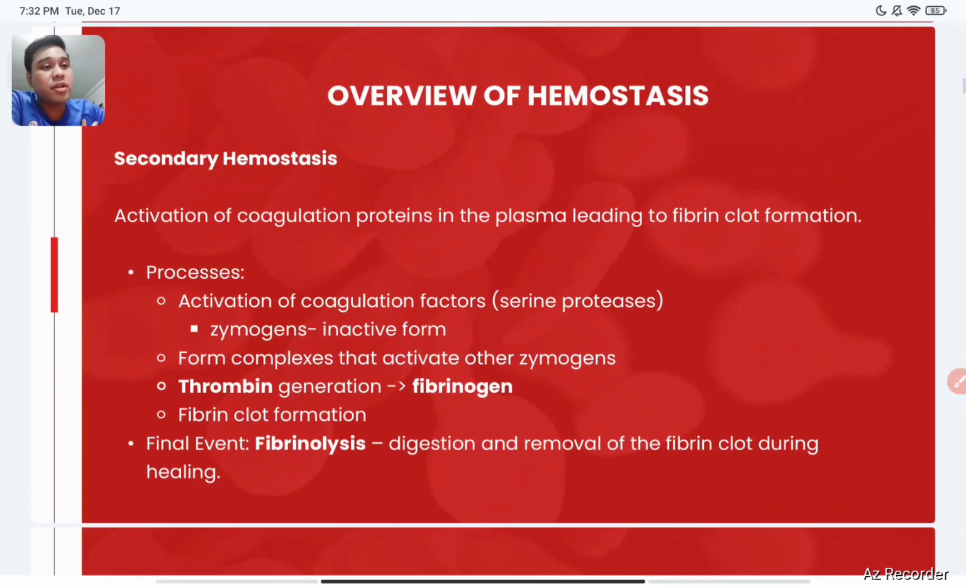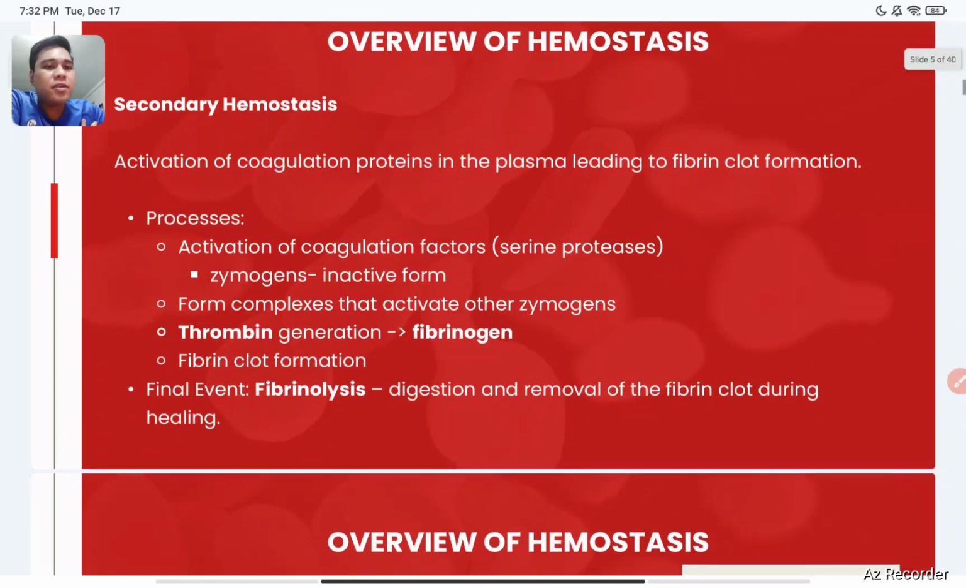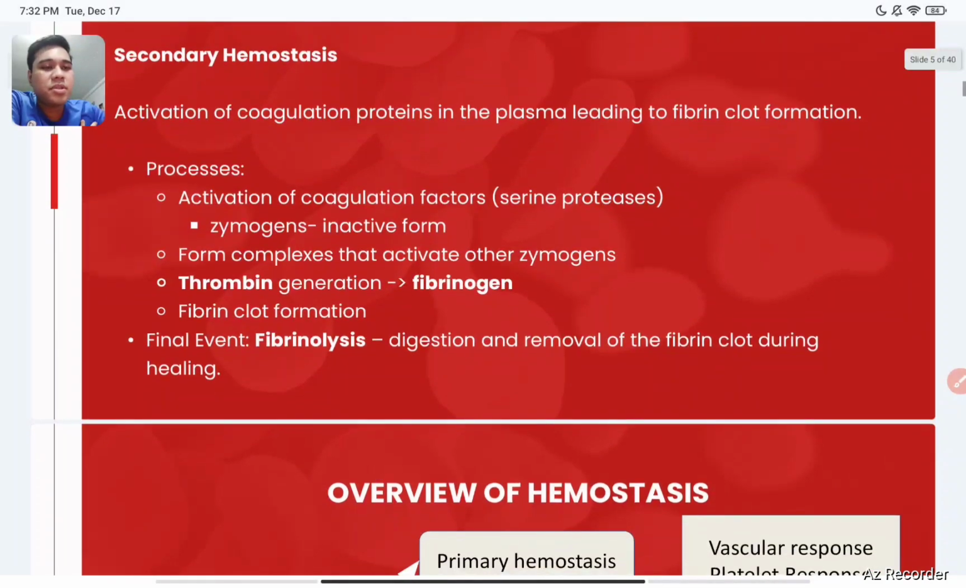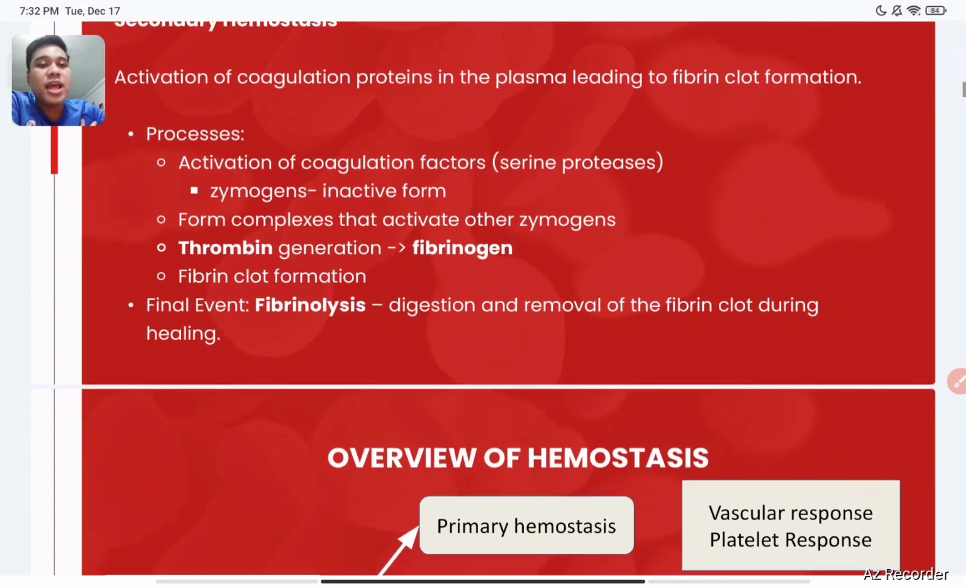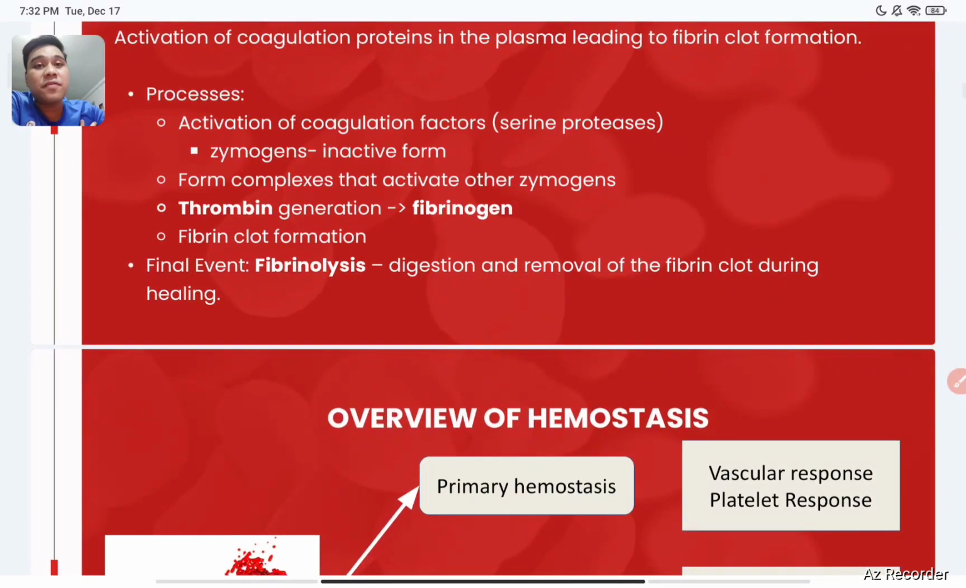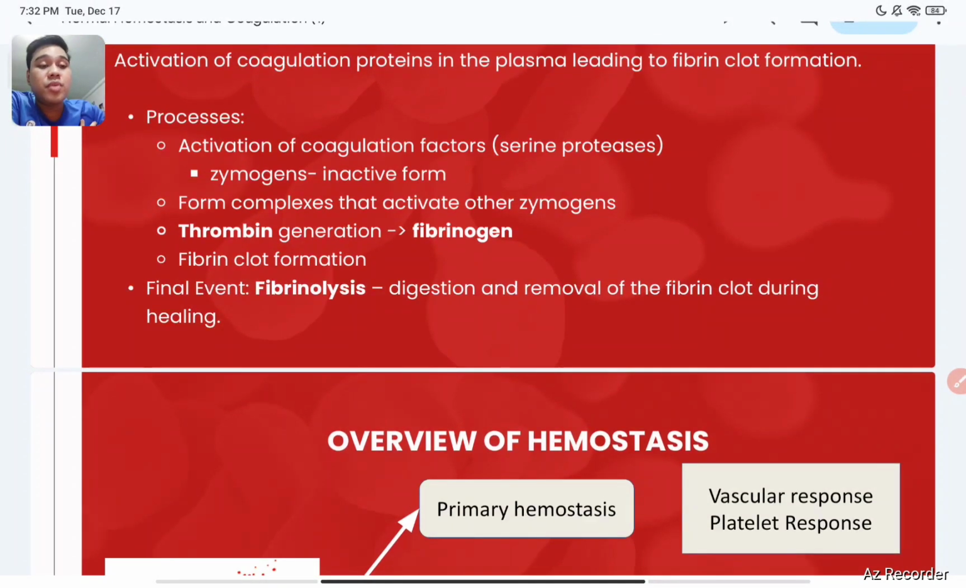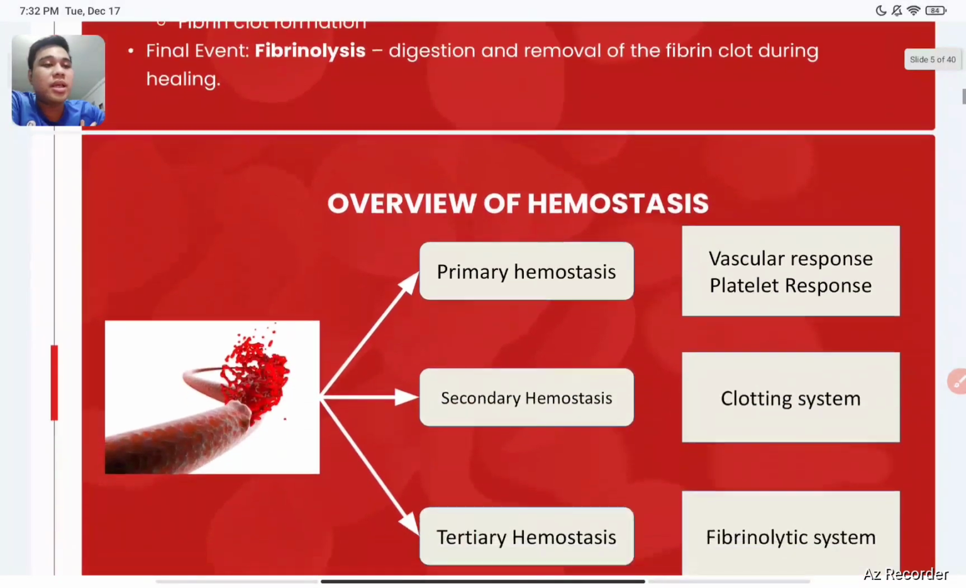So for the secondary hemostasis, our topic after midterms is just the activation of the coagulation proteins leading to fibrin clot formation, because that's the ultimate end goal, the activation of fibrinogen to fibrin. So you have your zymogens, which are in inactive form, and then thrombin generation leading now to fibrinogen, and the final event would now be your fibrinolysis, which will lead to the digestion and removal of the fibrin clot during healing.